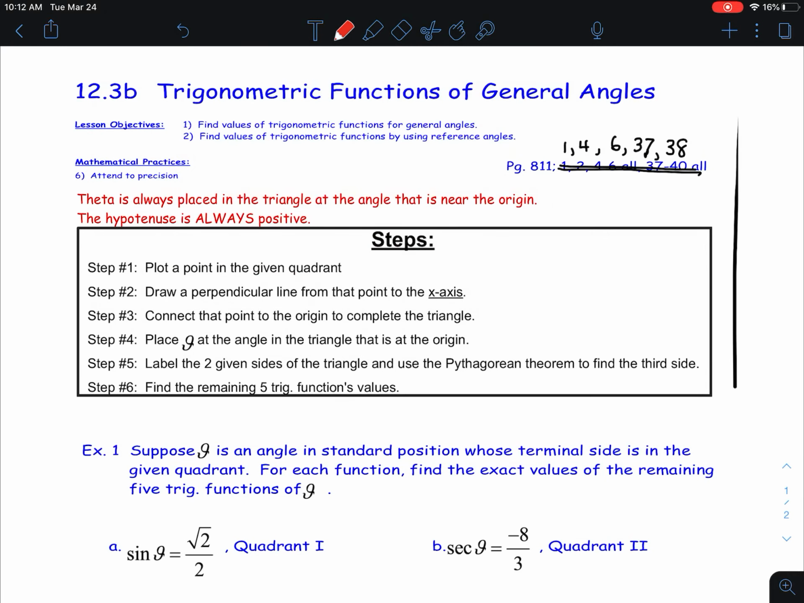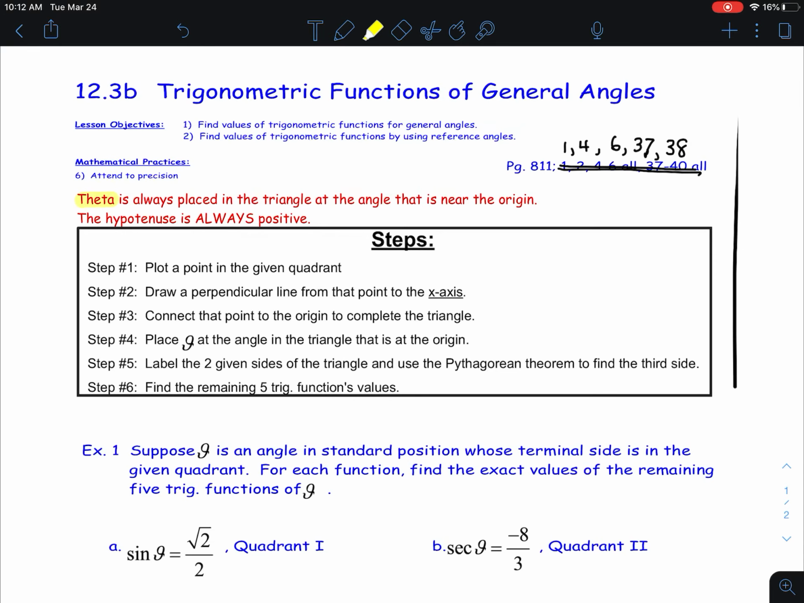Okay, hi everybody. We're going to wrap up section 12.3 today. If you remember from the lesson a couple days ago, we were plotting a point and making these triangles in the coordinate plane, and then we would do the Pythagorean theorem so that we knew all three sides of the triangle, and then we would set up our 6 trig functions. This is going to be similar to that, but some of the information that we're starting with is a little bit different.